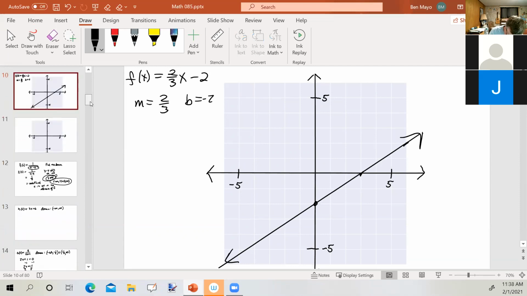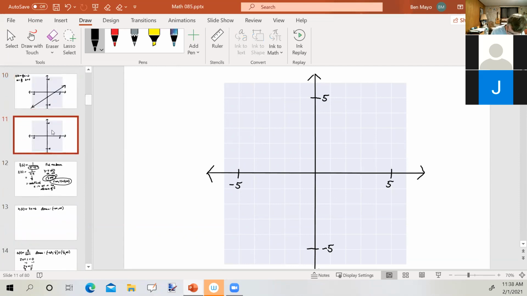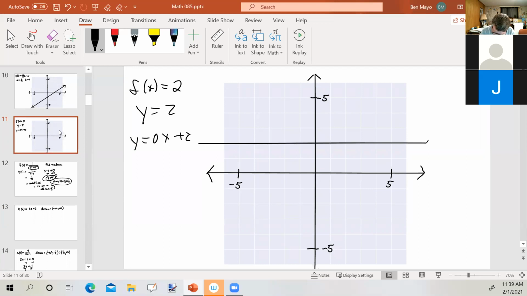Okay, let's take a look at one more here. How about this? F of x equals 2. Y equals a constant. Let's say y equals 2. That's like y equals 0x plus 2. So the slope is 0. So it's a horizontal line going through 2. So there you have f of x equals 2. Any questions about that?